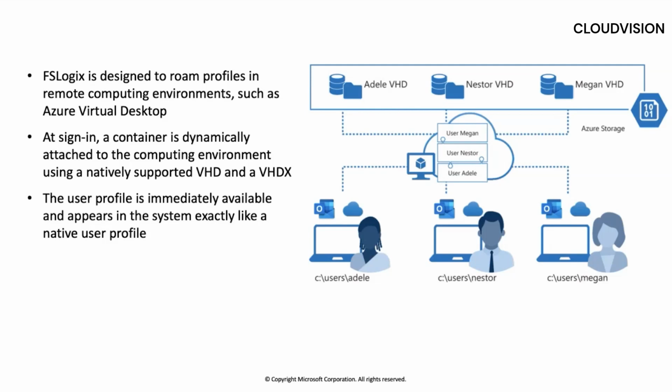Likewise, for example, if I'm using a roaming profile, at that particular point of time, these profiles are immediately available and appear in the system exactly as a regular standard user profile. So when a user signs in, the container is dynamically attached to the environment using the natively supported hard disk, VHD or VHDX, and the user profile is immediately available and appears exactly like a native user profile.